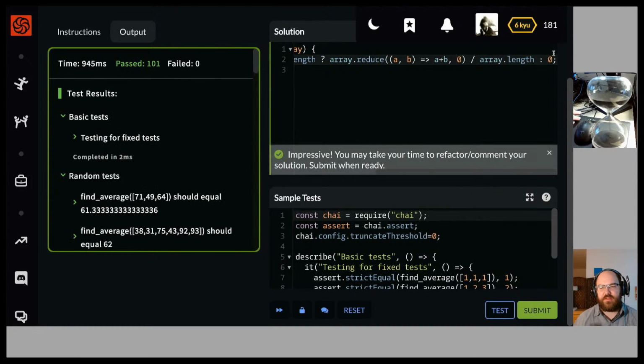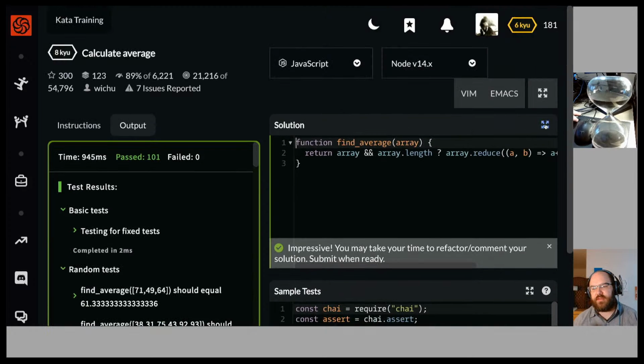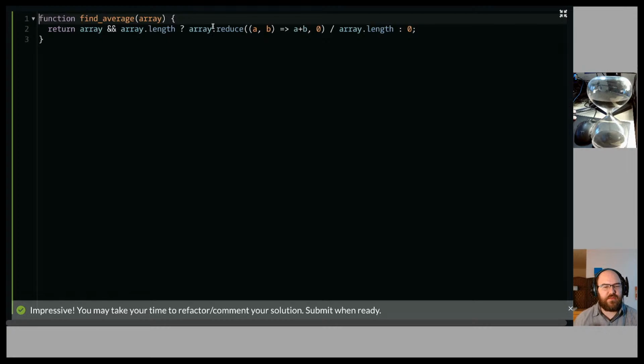Okay, I'm gonna take a moment and talk about how I did that there. How do I make this bigger? Right there. So I had my answer, which was just this much, which is array.reduce with a and b arrow function to a plus b starting at 0. Take that divided by array.length. But then I got into trouble because I needed to handle that array was undefined or array had length of 0.